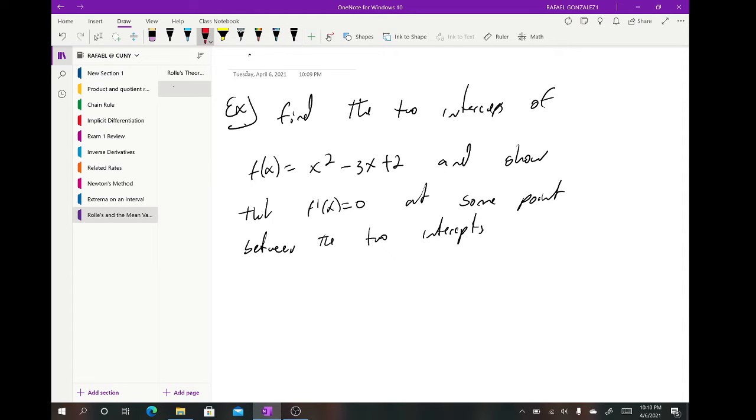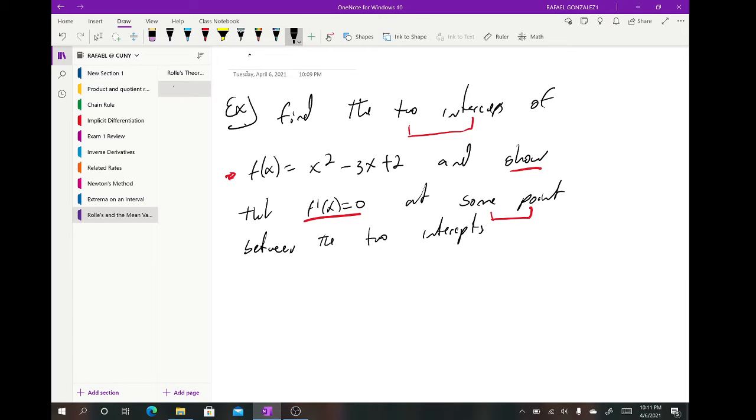Now, the way that this problem is given to us, we have to be a little bit careful. We are first told to find the first two intercepts. We are given the function f. We are also asked to show that the derivative of x is actually equal to 0 at some point. It could be 1 point, it could be 2 points, it could be 3 points, it could be 10 points between the two intercepts. So here we will be applying Rolle's theorem.